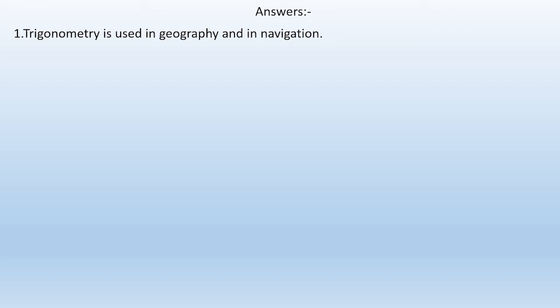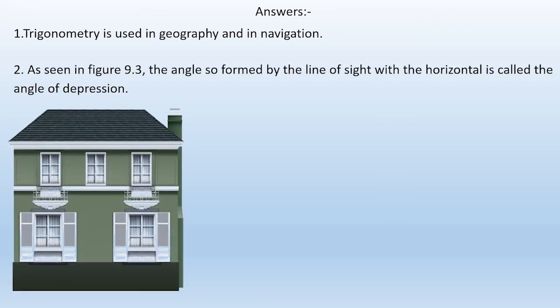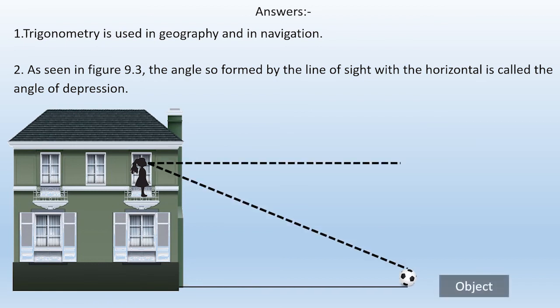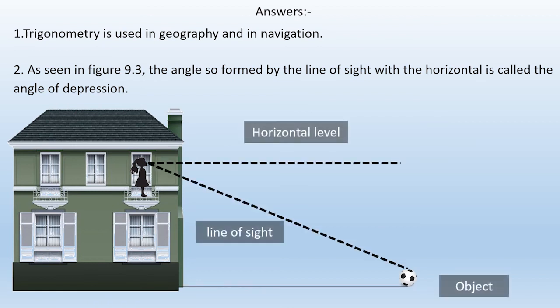Now let me discuss all the answers. First one, trigonometry is used in geography and in navigation. Second, as seen in figure 9.3, the angle so formed by the line of sight with the horizontal is called the angle of depression.